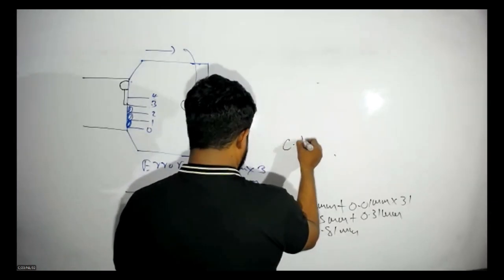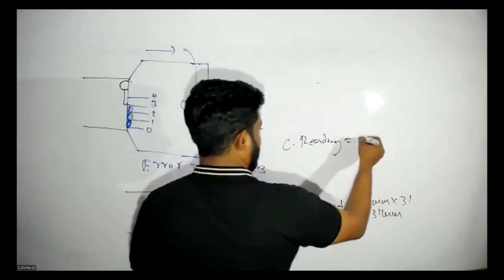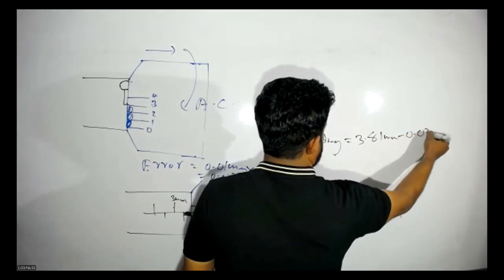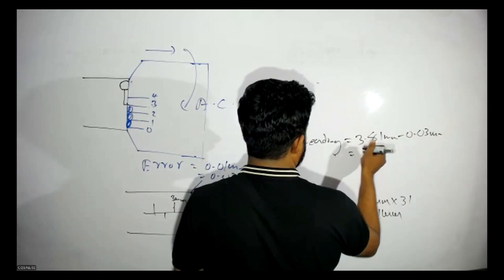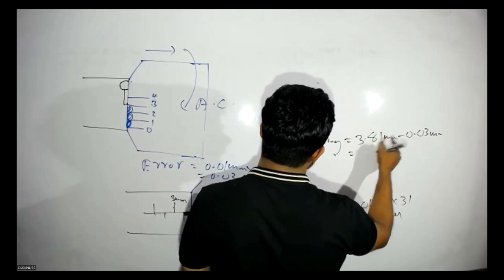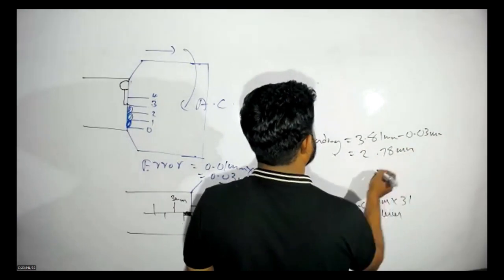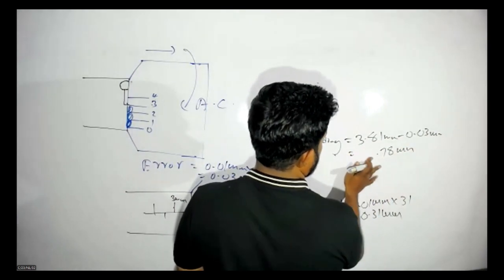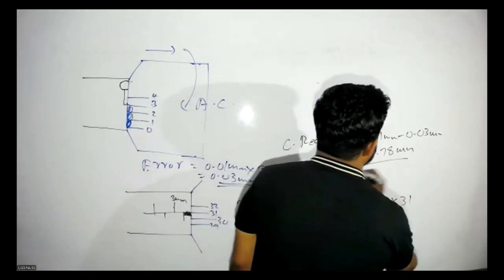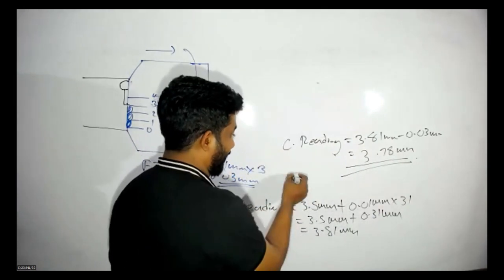Now you have to obtain the corrected reading. To obtain the corrected reading, you need to deduct the 0.03 millimeter zero error from your reading. Then the answer is 3.78 millimeter. See whether the answer is there. The third one. The answer is the third one.